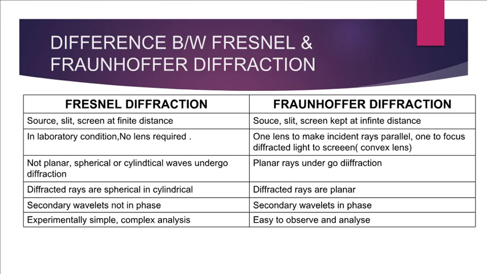Even though experimental observation of the diffracted pattern is easy, the analysis is complex. This type of diffraction is observed in zone plates. In Fraunhofer diffraction, the source, slit and screen are at infinite distances. So, we need two lenses, one to make rays from the source parallel and the other to focus diffracted light from the slit. The incident plane rays and secondary wavelets will be in phase at every point on the plane of the obstacle. Fraunhofer diffraction is easy to observe and analyze. An example is diffraction occurring in a grating.